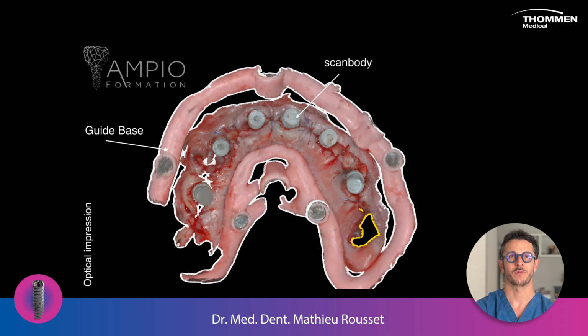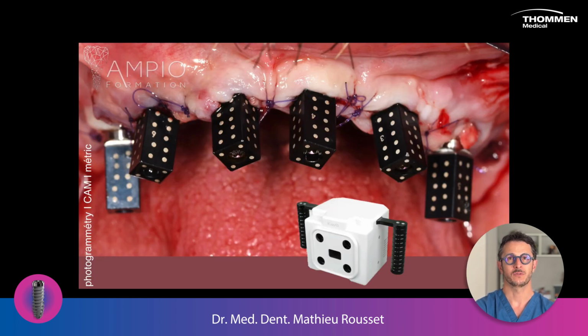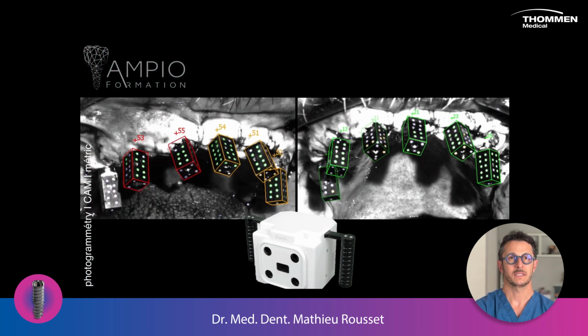As you can see on the STL file, the base guide is kept for the realization of the impression. It allows the prosthetist to reposition the model in the 3 planes of space. Then we will use photogrammetry because the accuracy of the optical impression is not sufficient to create an implant-supported bridge of this size. With this kind of technology, which is an extraoral scanner, we get an accuracy of less than 50 microns, which allows a passive adaptation of the framework.